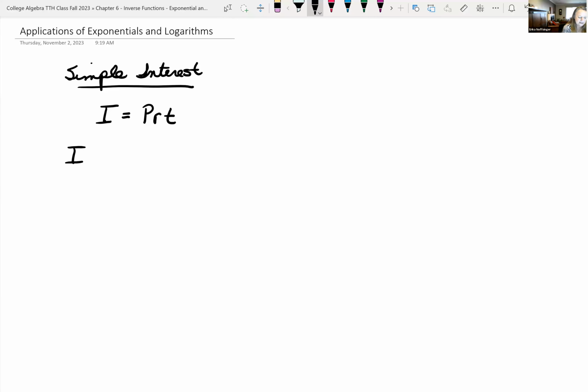So I is equal to the interest. And I guess not necessarily that you're going to pay. If you borrow money, that's the interest that you're going to have to pay on what you borrowed, but you might be saving money. And so that could be the interest that you're gaining on your savings. P is equal to your principal. So this is the amount you're either borrowing or you're investing. R is equal to your interest rate.